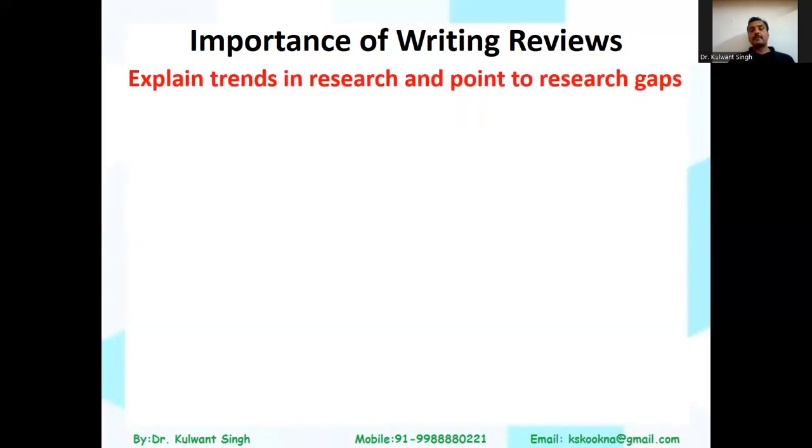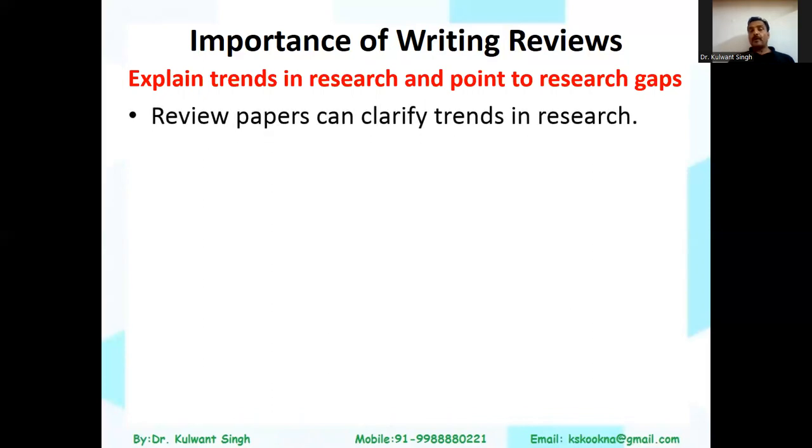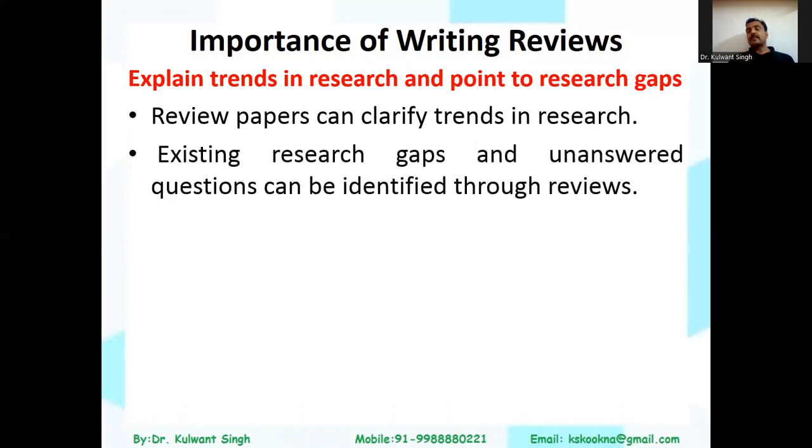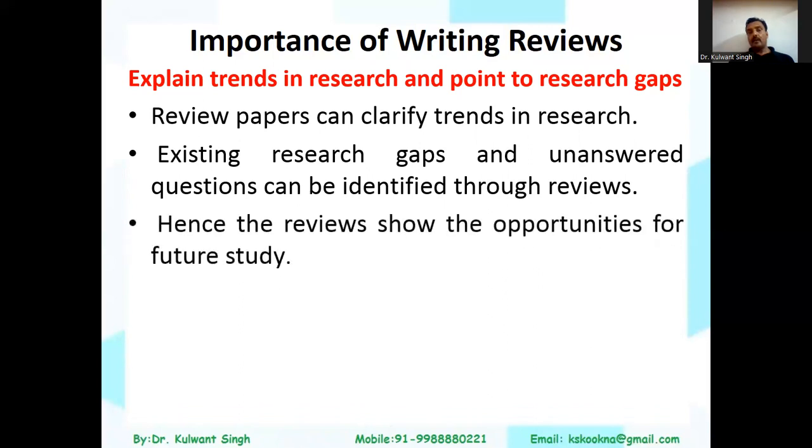Next is explaining trends in the research and pointing out the research gap. This is the main motive of review writing. A review paper can clarify the trends in the research of a particular topic. Existing research gaps and unanswered questions can be identified through the review. Hence, reviews show the opportunities for future research and future studies.